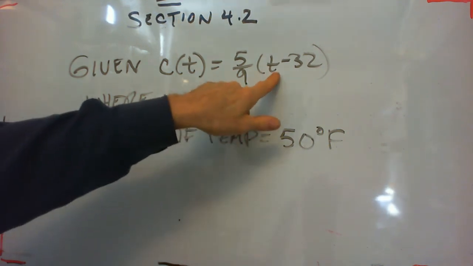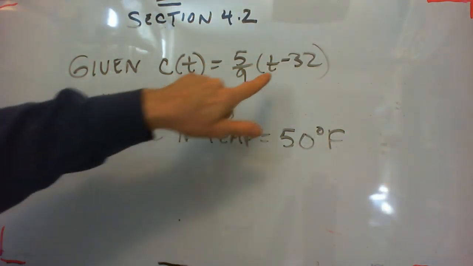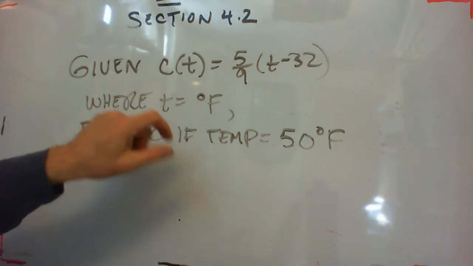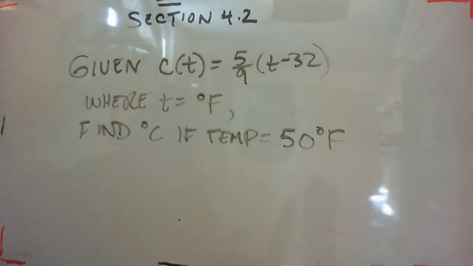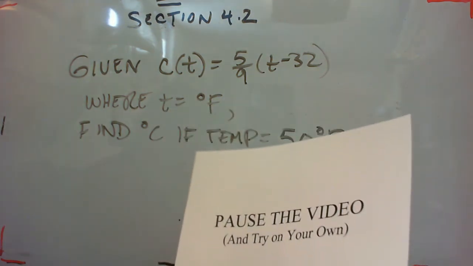For example, if I put in 32, which is the freezing point in degrees Fahrenheit, I get 0 for the degrees Celsius. Okay, here I want you to find degrees Celsius if the temperature is 50 degrees Fahrenheit. And I want you to try this on your own.